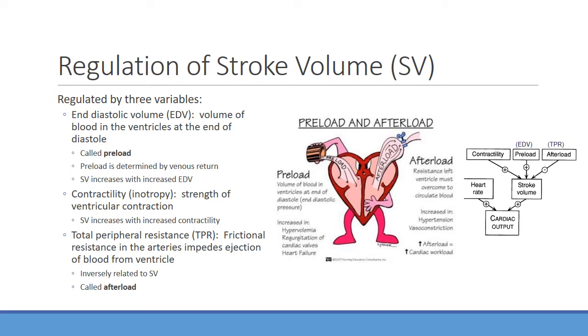Because again, your body likes homeostasis, right? So if you get into a case where your TPR is going up, causing your stroke volume to go down, the heart still wants to maintain a normal cardiac output. So we'll see some of the compensatory things that it will do to try to maintain that.